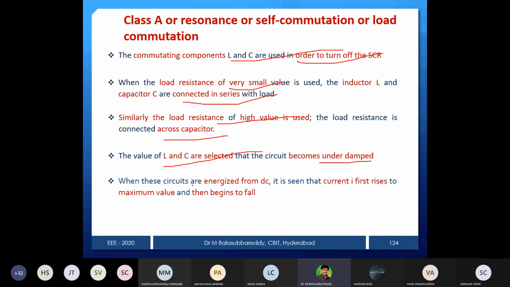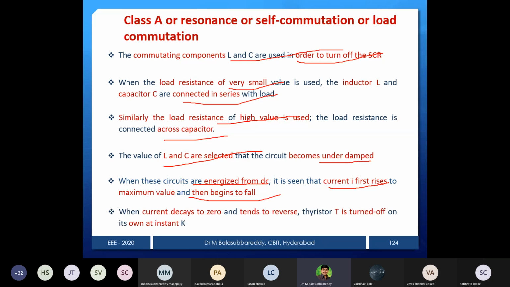So when the circuit is energized by DC, that means supply is given to the circuit, then what will happen? Current I will first rise to the maximum and then decrease to the zero level. The instant when it reaches zero, at that instant the thyristor is going to turn off. So that is the reason. Now the same current, whatever the thyristor current, passes through the load. That's why this is also called load commutation.